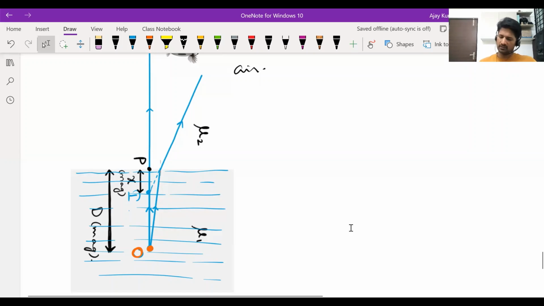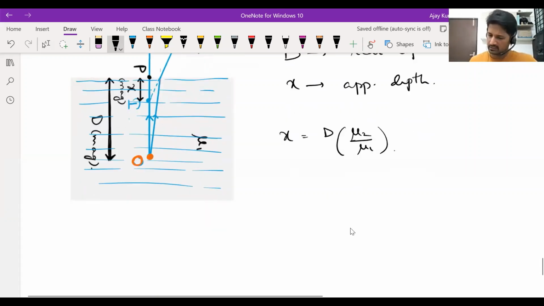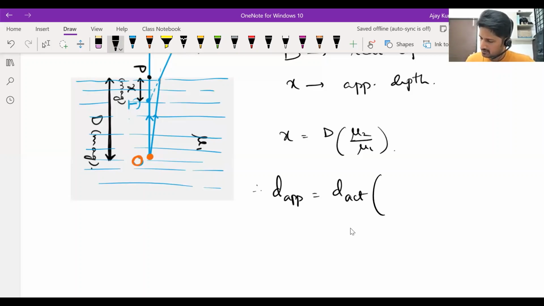Fine. So here in this diagram, capital D is the real depth and X is the apparent depth. And what was the relation between them? X is equal to capital D into mu2 by mu1. That's all. You can say that apparent depth is actual depth into mu2 by mu1.